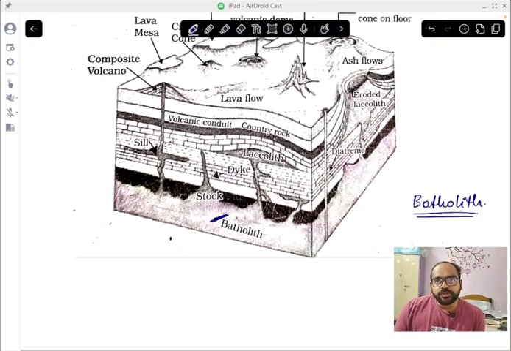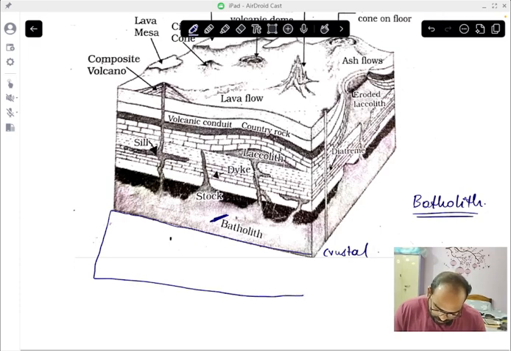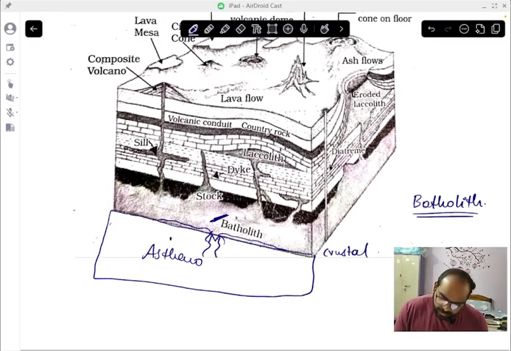Batholith is similar to a shield volcano only. This is the crustal part, and below this we have the asthenosphere. When the magma comes out to the crustal part, this magma gets solidified on the base of the crust itself. It gets solidified here and forms into a dome shaped structure. It is called a batholith.